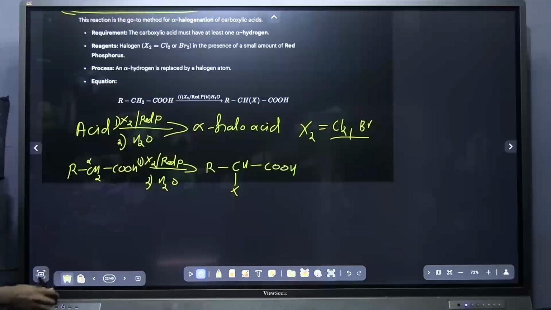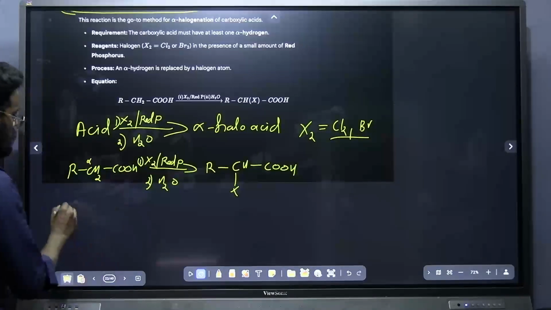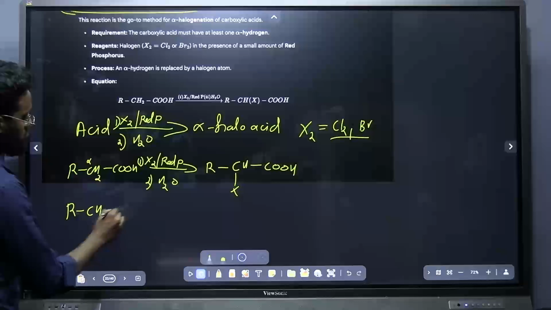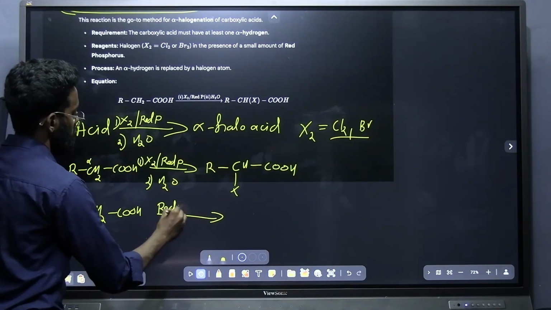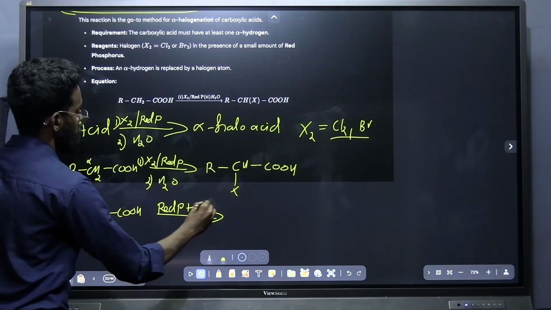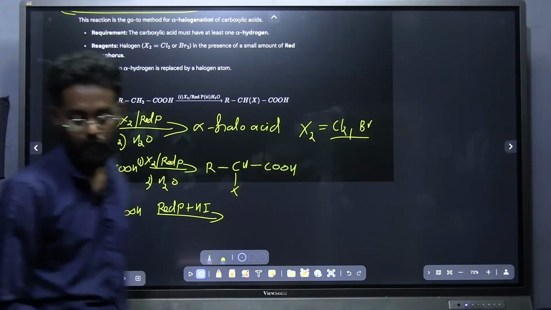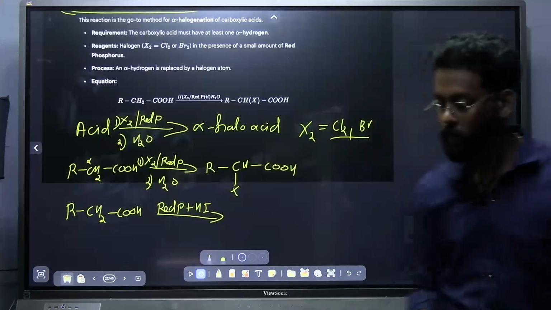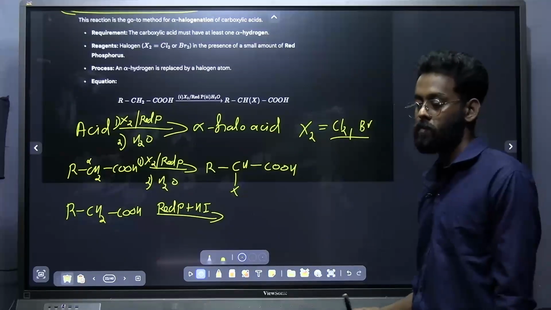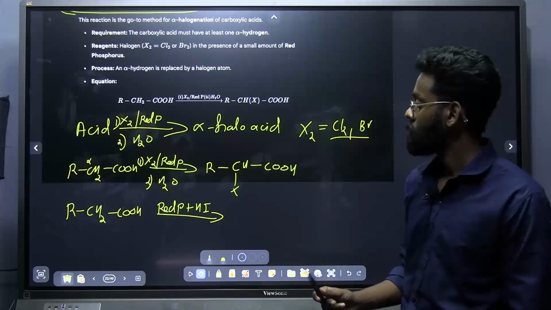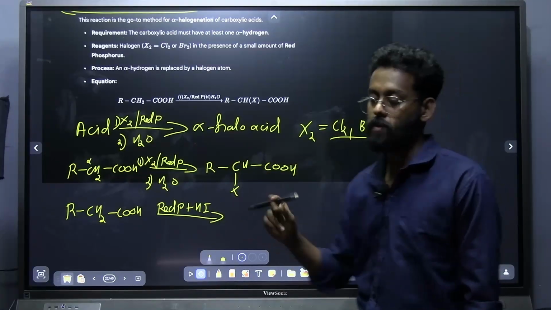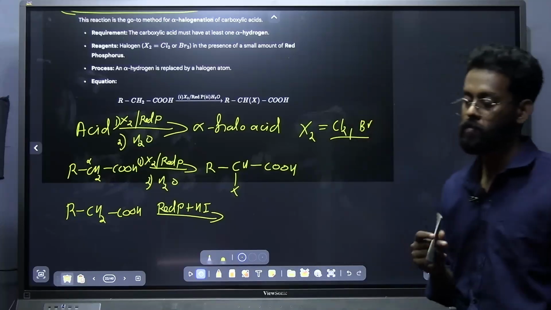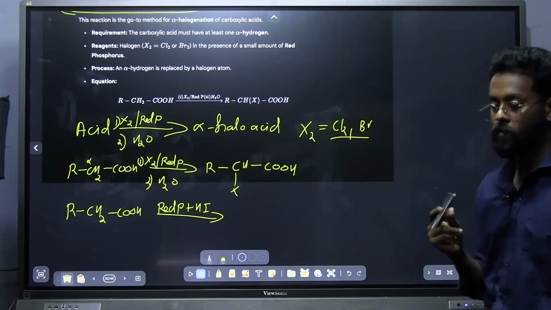And there is a chance that you might have confused this with another reaction, that is RCH2COOH, red phosphorus plus HI. What is the product here? First one is correct. What is the product in the second one? Instead of halogen, if I am taking HI, what is going to be the product? My question to you all.